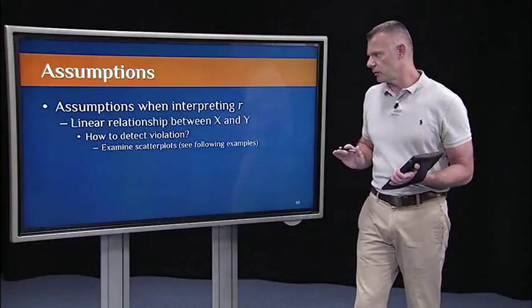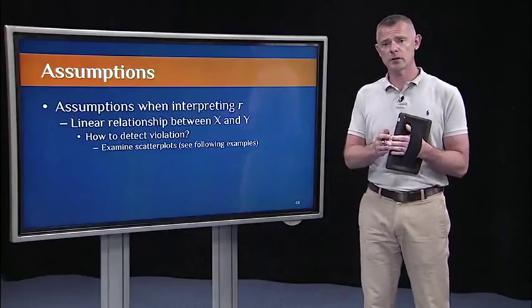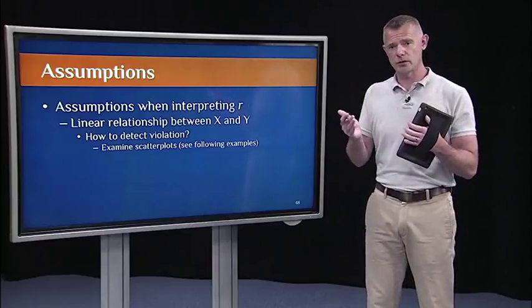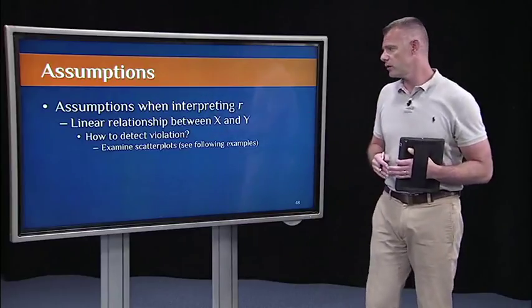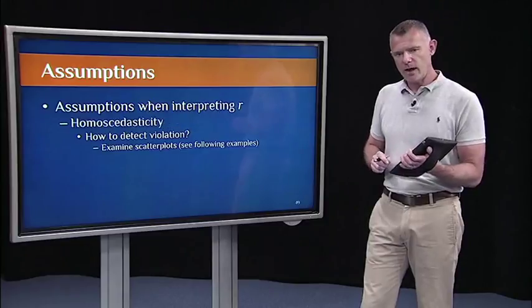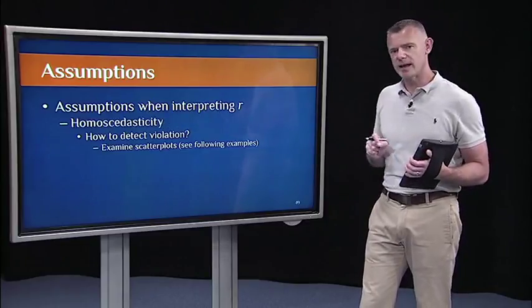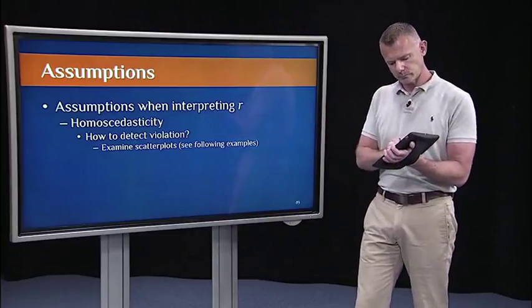The second assumption, for now, is that we assume a linear relationship between x and y. Of course, there could be all sorts of relationships between x and y that are not linear, but for now, we'll assume linear relationships, and we'll see that in scatter plots. And finally, there's this assumption of homoskedasticity. And again, let me show you that in a scatter plot.